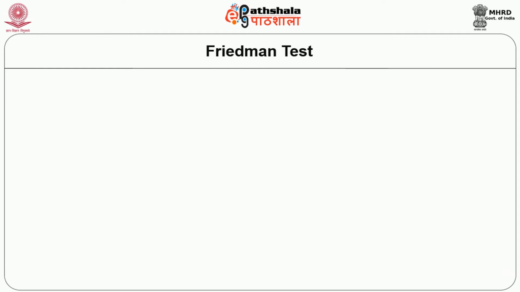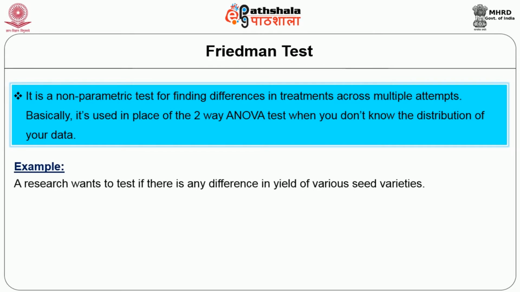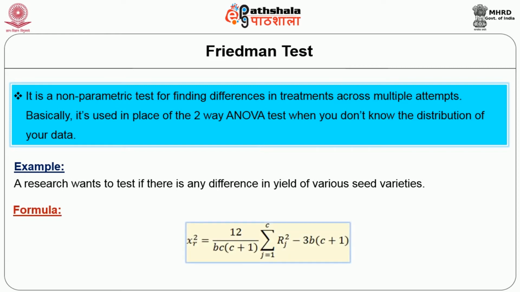The last test for discussion in this module is the Friedman test. Friedman's test is a non-parametric test for finding differences in treatments across multiple attempts. Basically, it is used in place of the two-way ANOVA test when you don't know the distribution of your data. For example, if a researcher is interested to test if there is any difference in the yield of plants based on various seed varieties, we can use Friedman's test. You can see the formula for Friedman's test here.